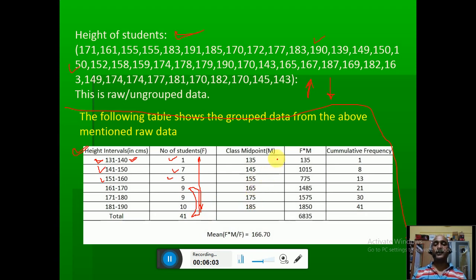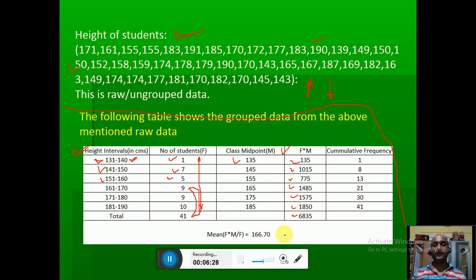Okay, so then what is the class midpoint? Class midpoint means what? It is the midpoint of the range. This is the 150, right? The midpoint of this 141 to 150 is 145. Okay, then what we'll do, then multiply number of students to class midpoint, then you will get these numbers.